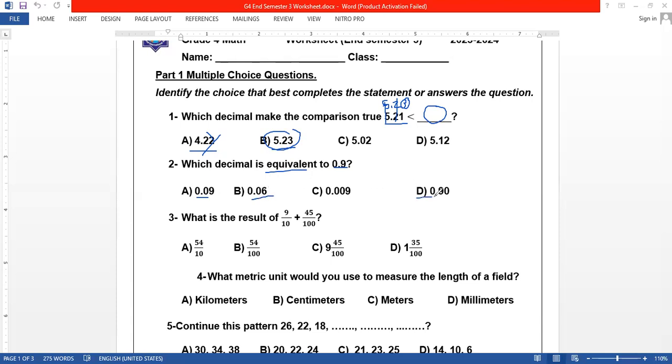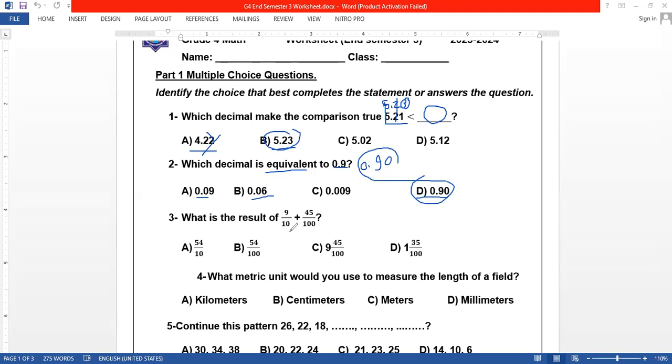Now, if you go to the choice D, here we have the same. Because here 0.9, we can add zeros to the right without changing the value. So we can add 0 here, and we compare them. They are equal, this and D, because it's the same, but we add 0 here. 0.9 tenths is the same as 0.90 hundredths. So the answer is D.